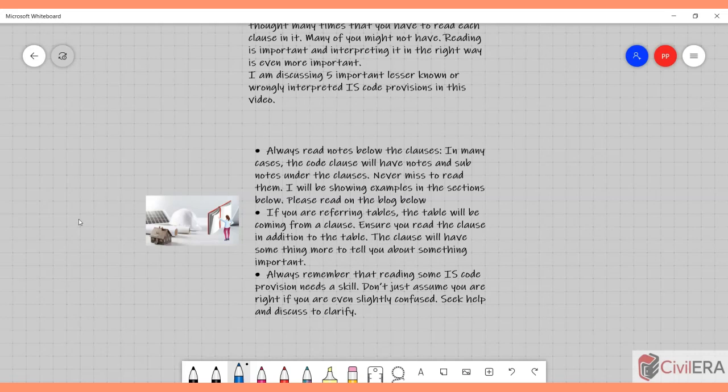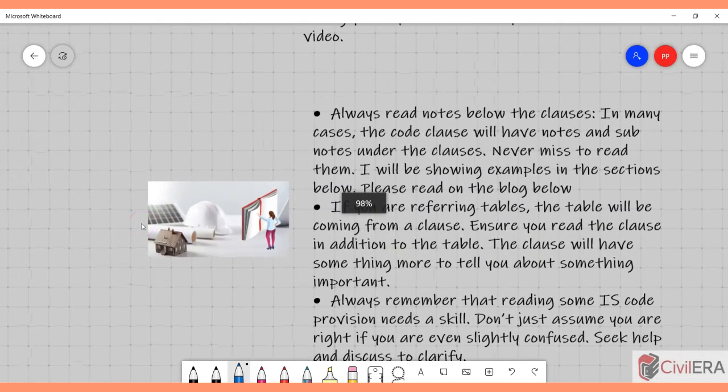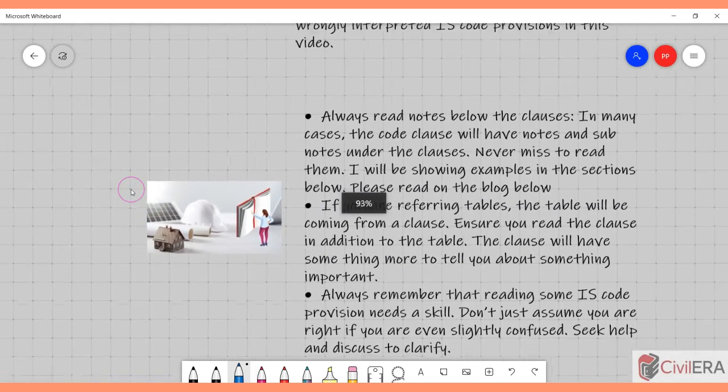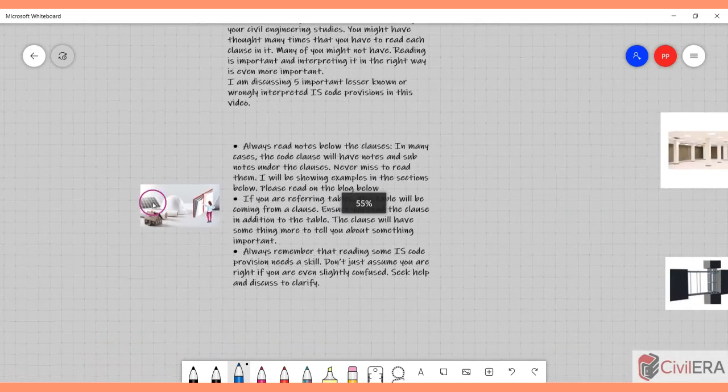Second, many times you will refer to tables in codes, and the table will be coming from a clause. So please make it a point to read the clause from which the table is coming. There will always be a cross-reference from the table to the clause and from the clause to the table, so you have to read both. The clause will have something more to tell you about something really important. It's not that only the table or only the clause is important.